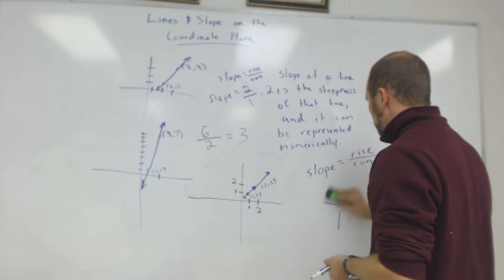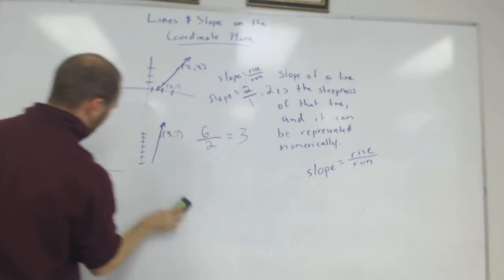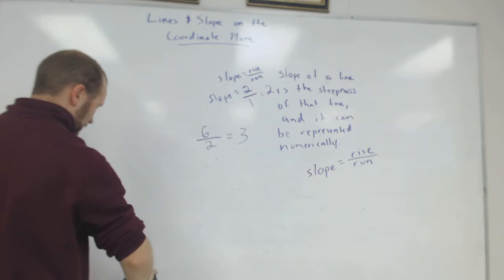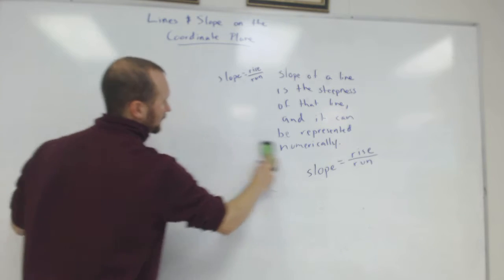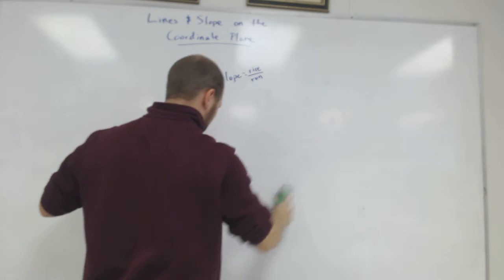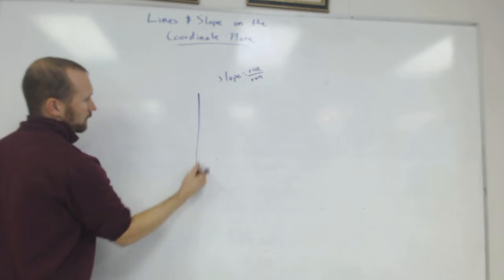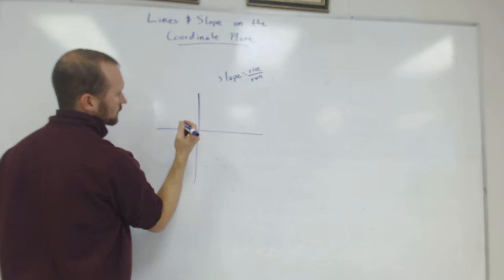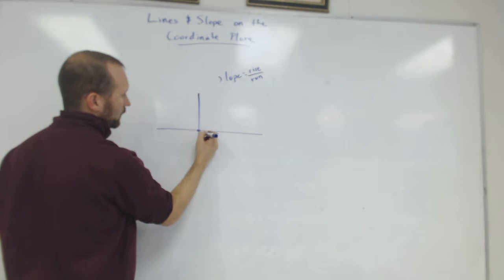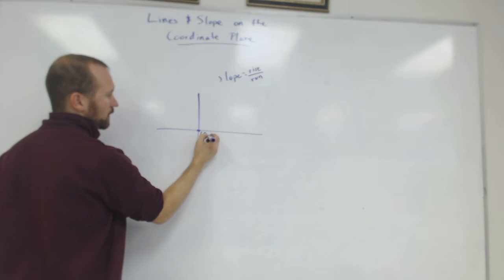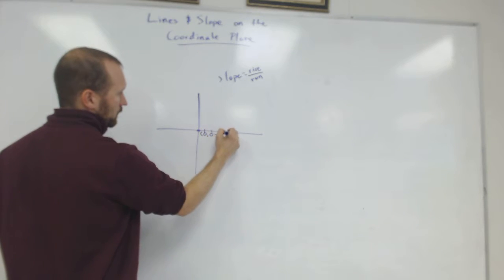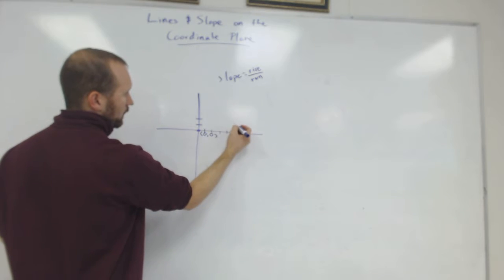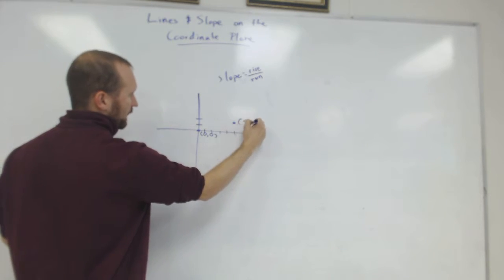So what if I have a really shallow line? Let's take a look at what the slope looks like then. Slope is rise over run. Let's say I have a line, and maybe it starts right here. What point is that? (0, 0). And maybe it goes over here to the point (5, 2).